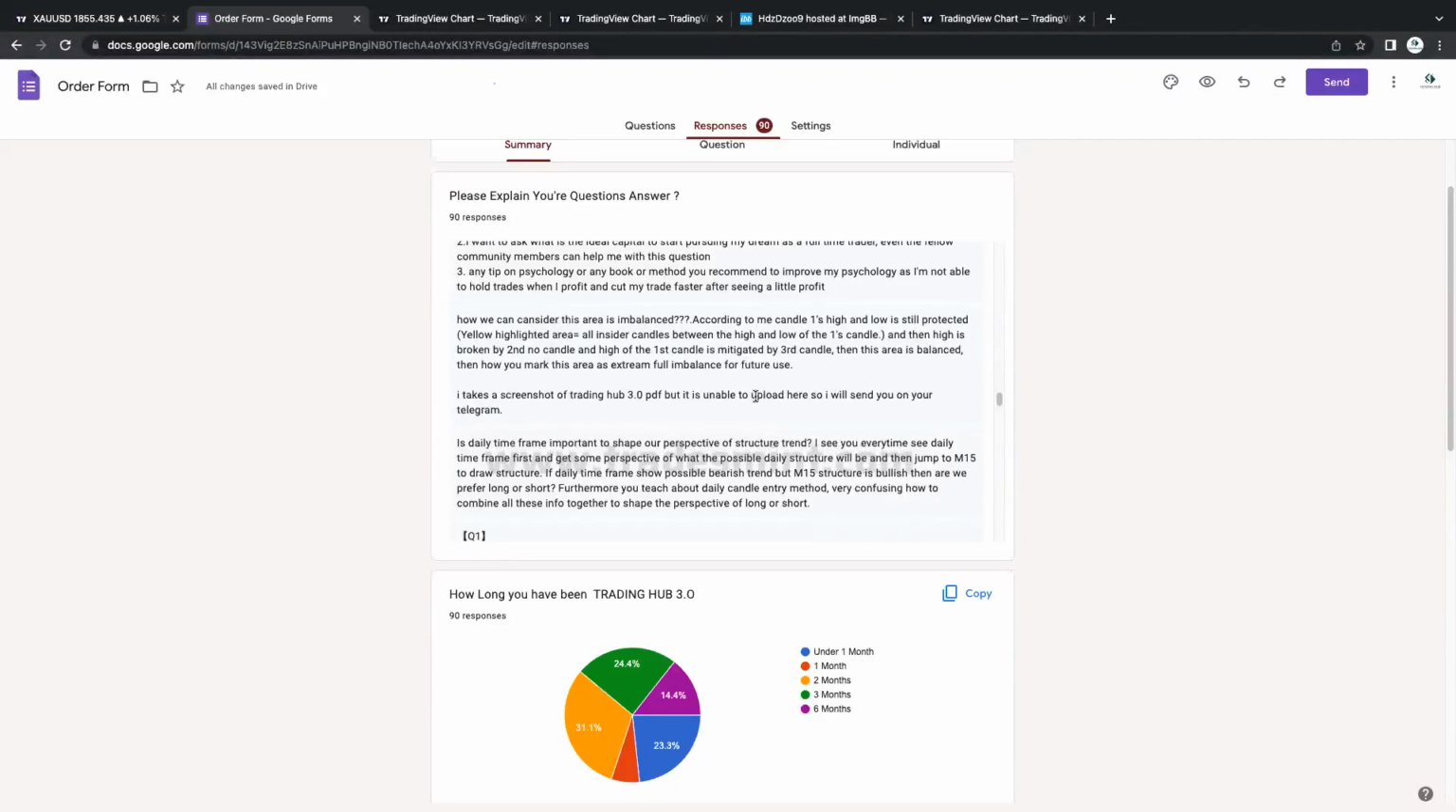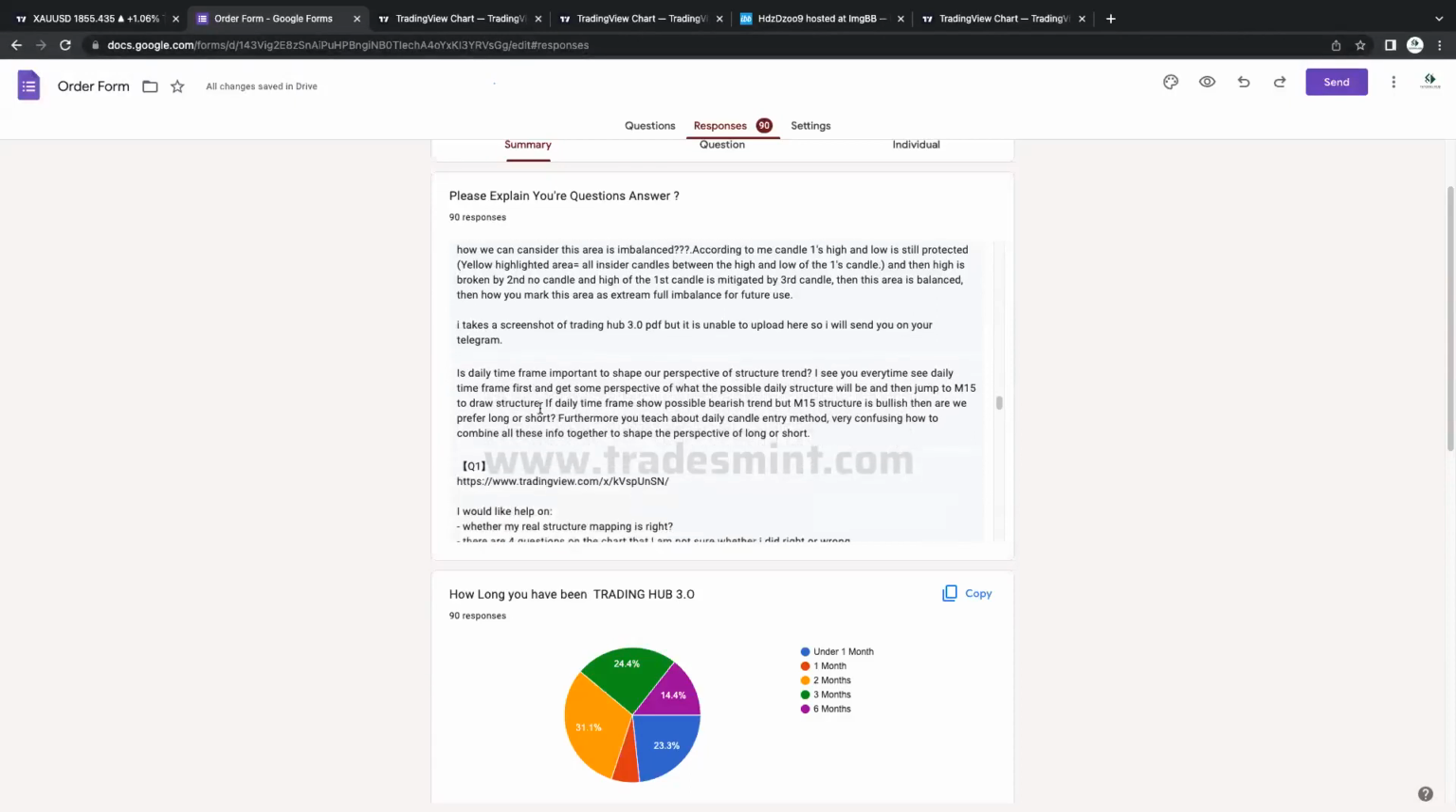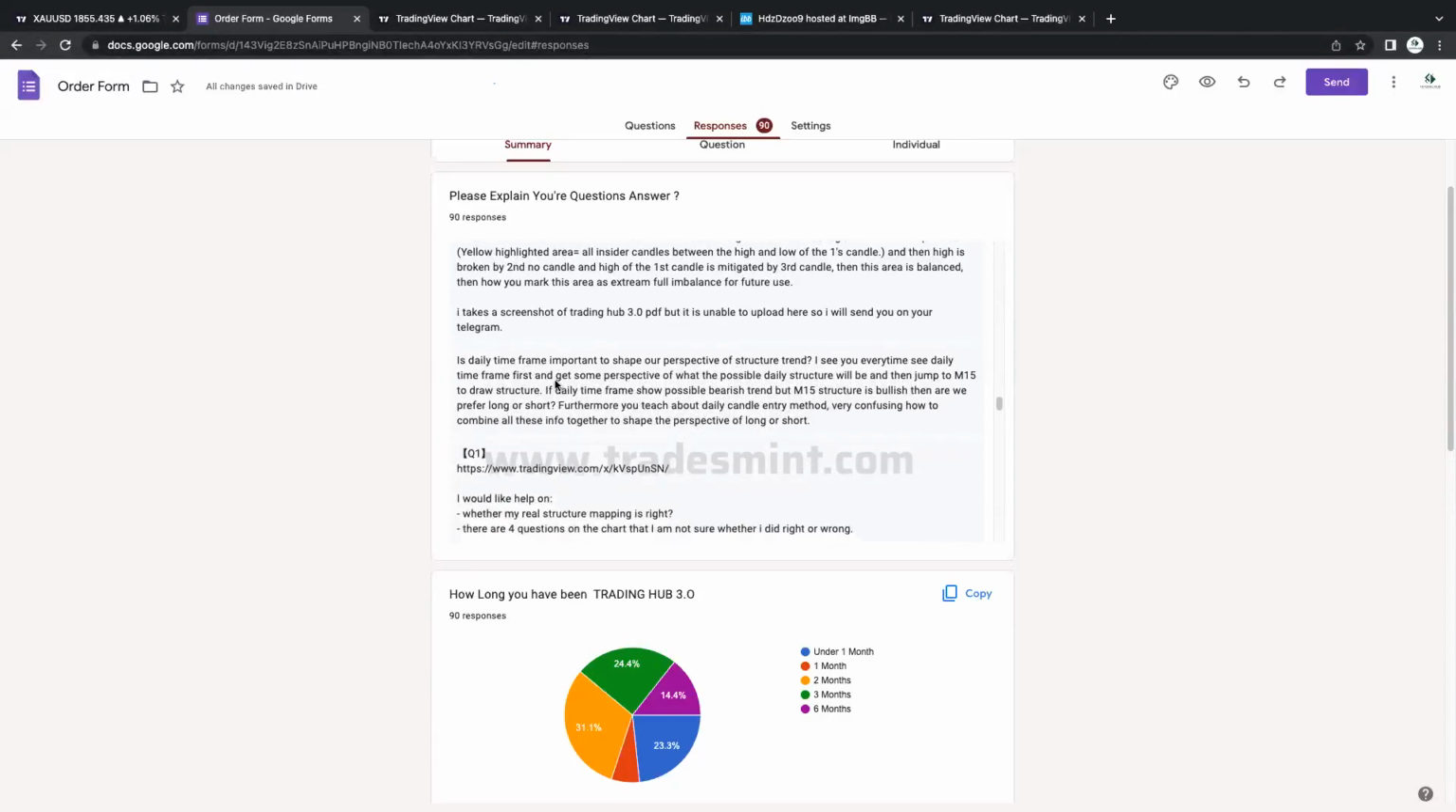The next question: how can we consider this area as an imbalance? According to me, first, the high and low is still protected. I took a screenshot of the report, but I'm still not able to upload it here. So I will send it to you on Telegram. Okay, sir. When you send it to me on Telegram, then I will respond to you. Don't worry.